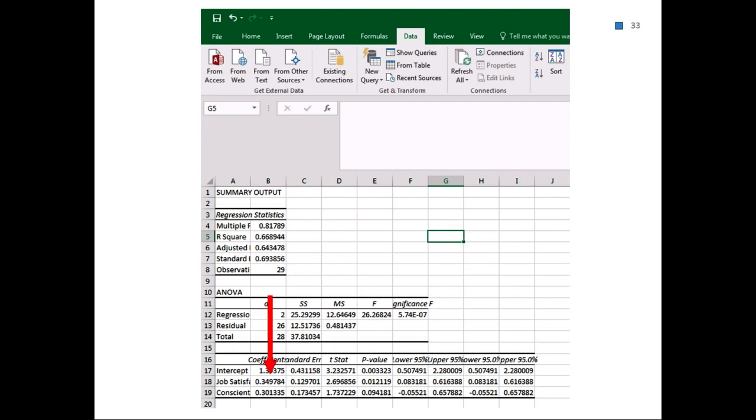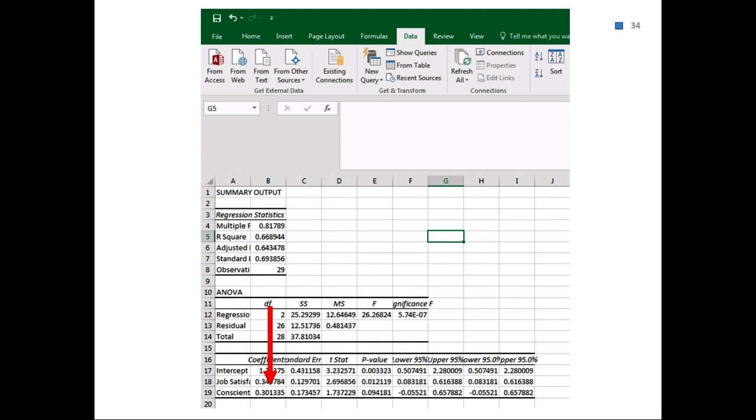We can also see that our beta 1 is included. So our beta for job satisfaction, which would be beta 1 in this example, was 0.349. And if we rounded up, it would be 0.350. So in this example, we would say that our coefficient for job satisfaction, our beta 1, would be 0.350.